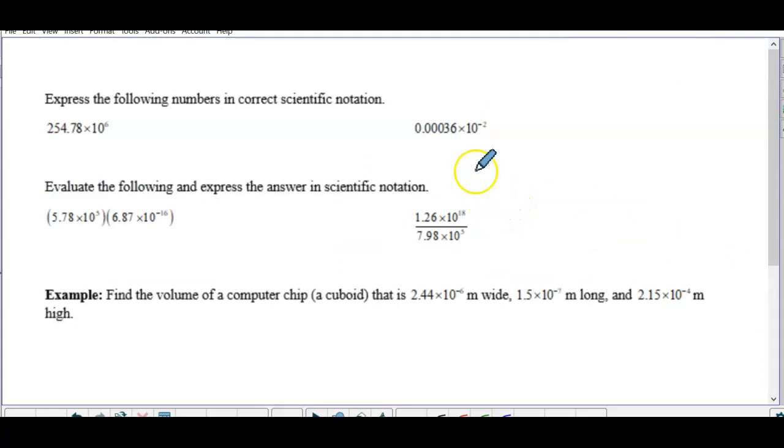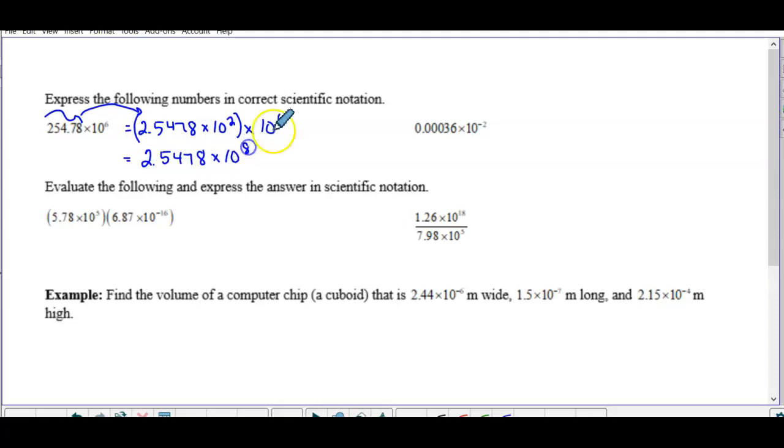Express the following numbers in correct scientific notation. Notice how this kind of looks like scientific notation, but it's not really, because this first number is not between 1 and 10. So you can show it in 2 steps. Take this and show it in scientific notation: 2.5478 times 10 squared. And then we're multiplying that by 10 to the 6. So really, we're multiplying powers with the same base, which is 10 to the 8.